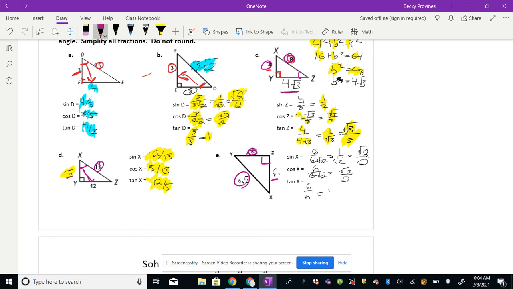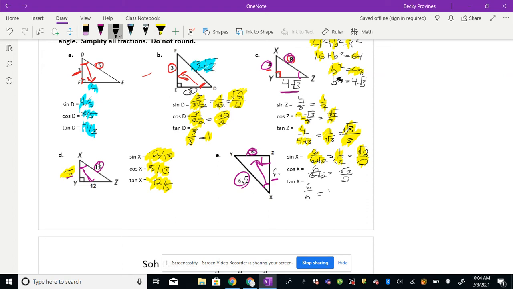So we're working with angle x. If we were to take the sine of x, the opposite is going to be 6. The hypotenuse we said is 6 root 2. So we're going to have 6 over 6 root 2. We cancel those 6's, leaving 1 over root 2. Multiply top and bottom by root 2, and we get root 2 over 2.